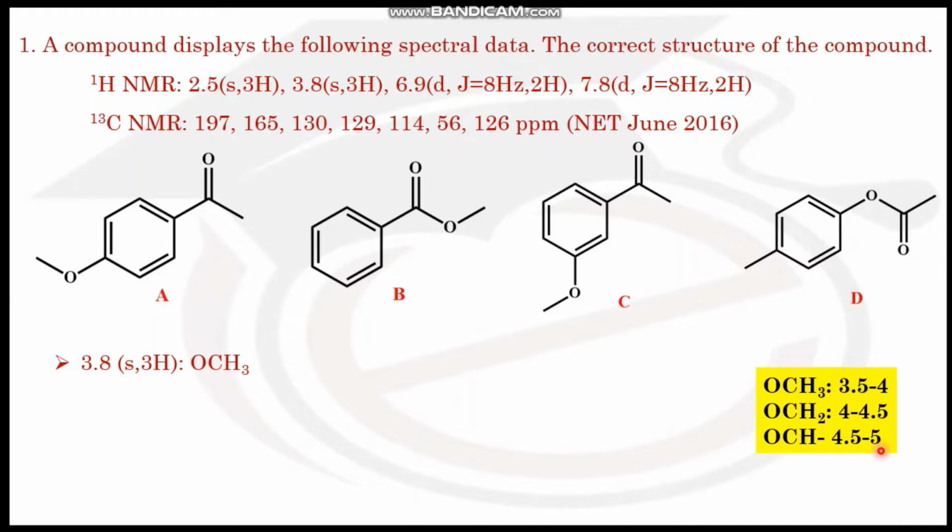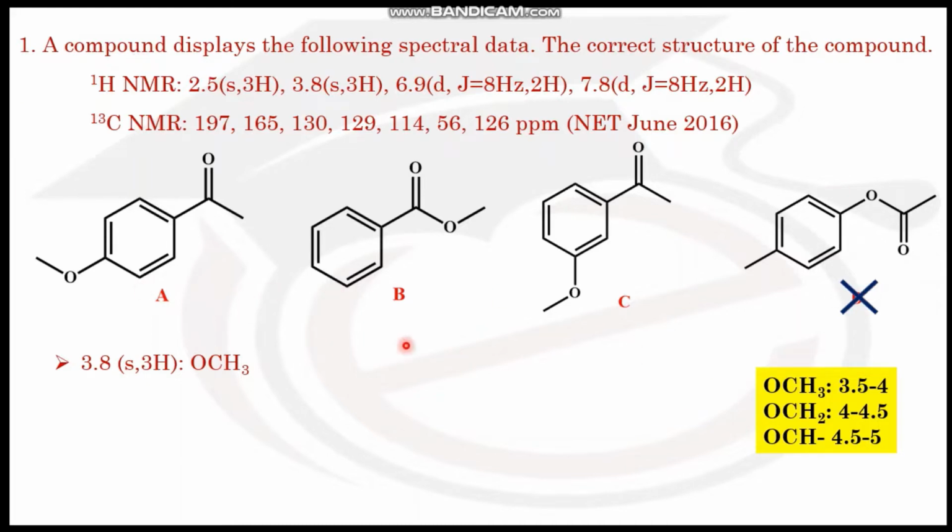Using this value, we can see that in A, OCH3 is present, in B also OCH3 is present, in C also OCH3 is present, but in D the OCH3, the methoxy group, is not there. So we can delete this option. Always solve this kind of question by the elimination method. OCH3 is absent in D, so we can eliminate that option.